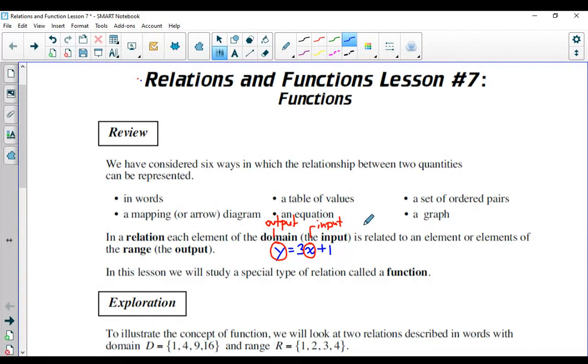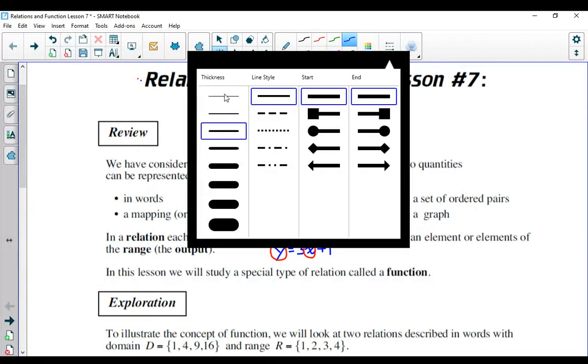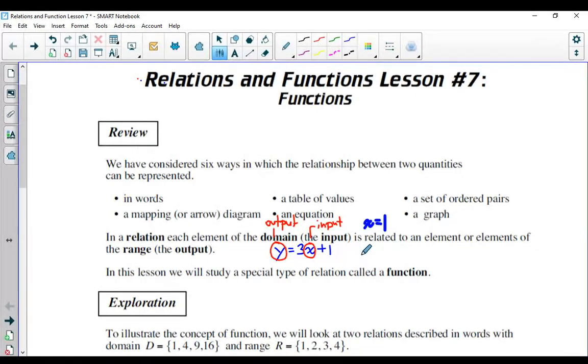So for example, let's say you plugged in x equals 1 into this equation. Okay, x equals 1. Then you would have y is equal to 3 times 1 plus 1. Then you'd have y is equal to 4. So one element of the domain would be x is equal to 1, and that relates to one element of the range, which is y is equal to 4. So when x is equal to 1, y is equal to 4, and that's a mathematical relation.